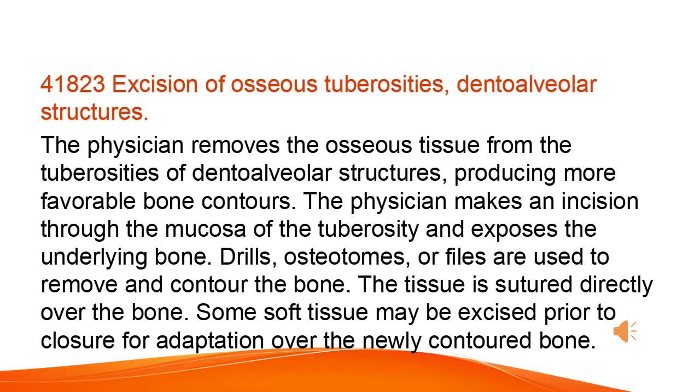Excision of osseous tuberosities, dentoalveolar structures. The physician removes the osseous tissue from the tuberosities of dentoalveolar structures, producing more favorable bone contours. The physician makes an incision through the mucosa of the tuberosity and exposes the underlying bone. Drills, osteotomes, or files are used to remove and contour the bone. The tissue is sutured directly over the bone. Some soft tissue may be excised prior to closure for adaptation over the newly contoured bone.